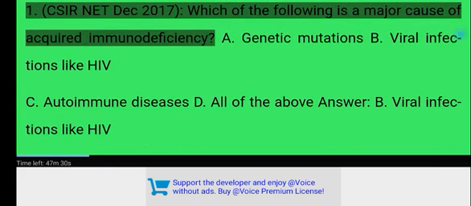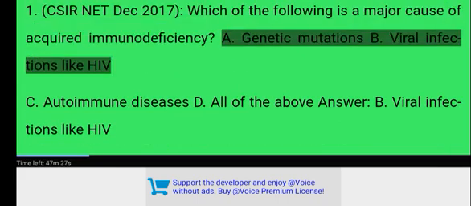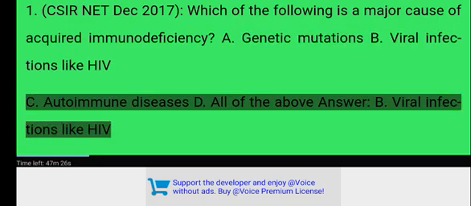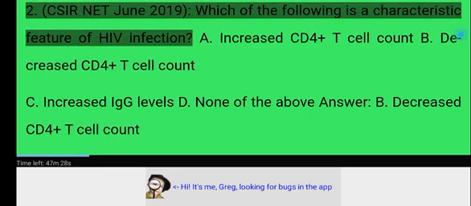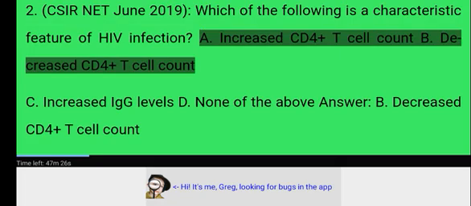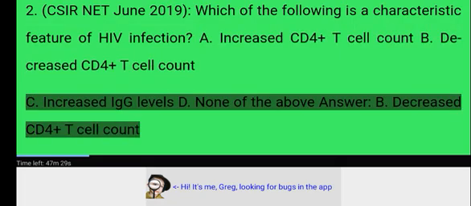CSIR-NET previous year questions. 1. CSIR-NET December 2017. Which of the following is a major cause of acquired immunodeficiency? A. Genetic mutations. B. Viral infections like HIV. C. Autoimmune diseases. D. All of the above. Answer. B. Viral infections like HIV. 2. CSIR-NET June 2019. Which of the following is a characteristic feature of HIV infection? A. Increased CD4 plus T cell count. B. Decreased CD4 plus T cell count. C. Increased IgG levels. D. None of the above. Answer. B. Decreased CD4 plus T cell count.